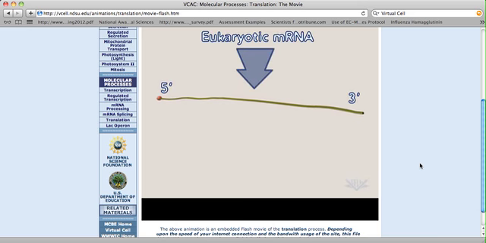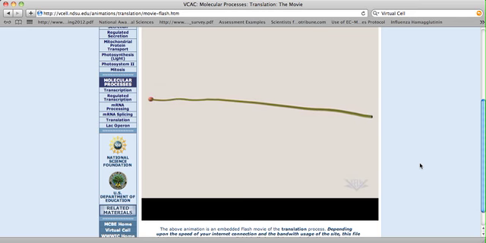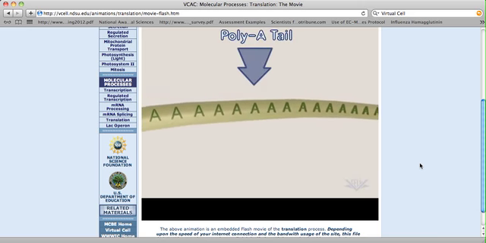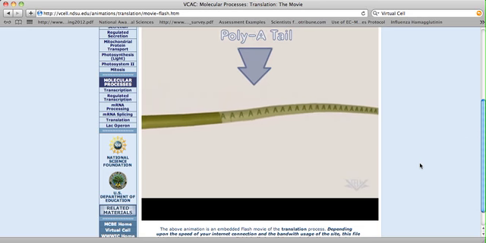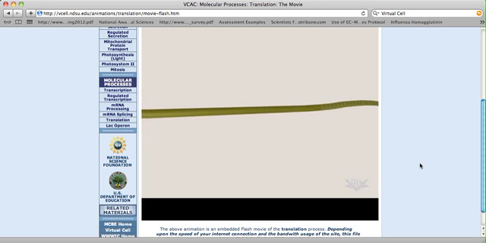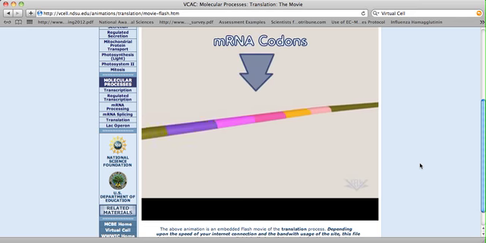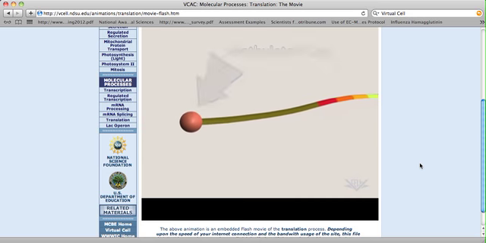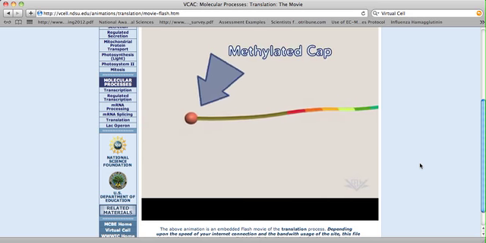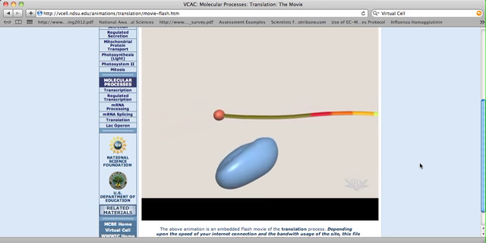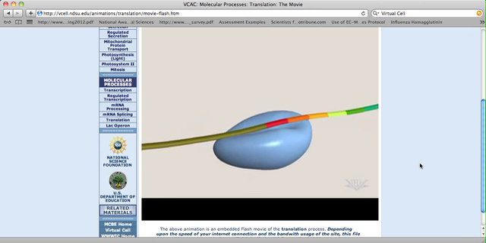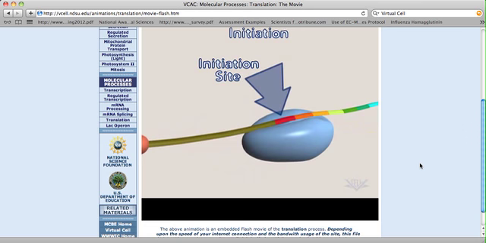Eukaryotic mRNA, the substrate for translation, has a unique 3' end called the poly-A tail. This is in eukaryotic cells, and we'll talk about the poly-A tail in a moment. mRNA also contains codons that will encode for specific amino acids. A methylated cap is found at the 5' end. Also unique Translation to eukaryotes. initiation begins when the small subunit of the ribosome attaches to the cap and moves to the translation initiation site.